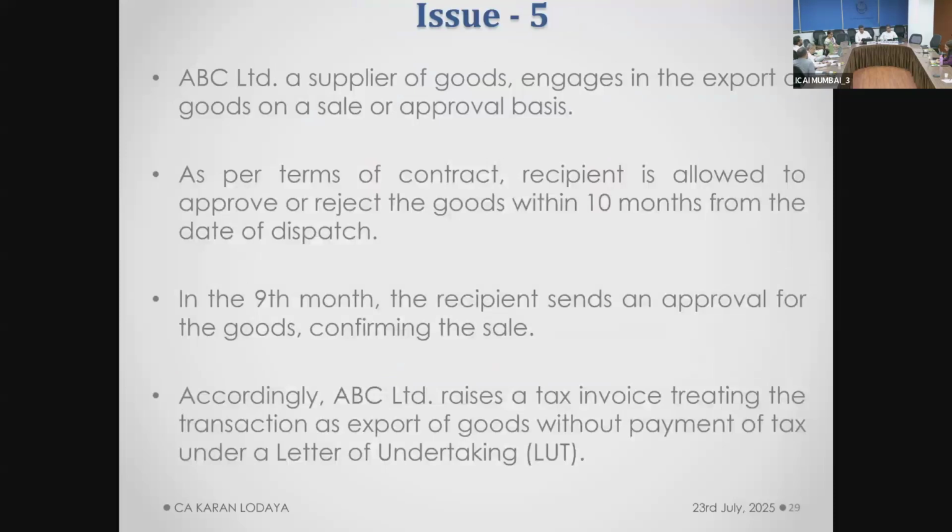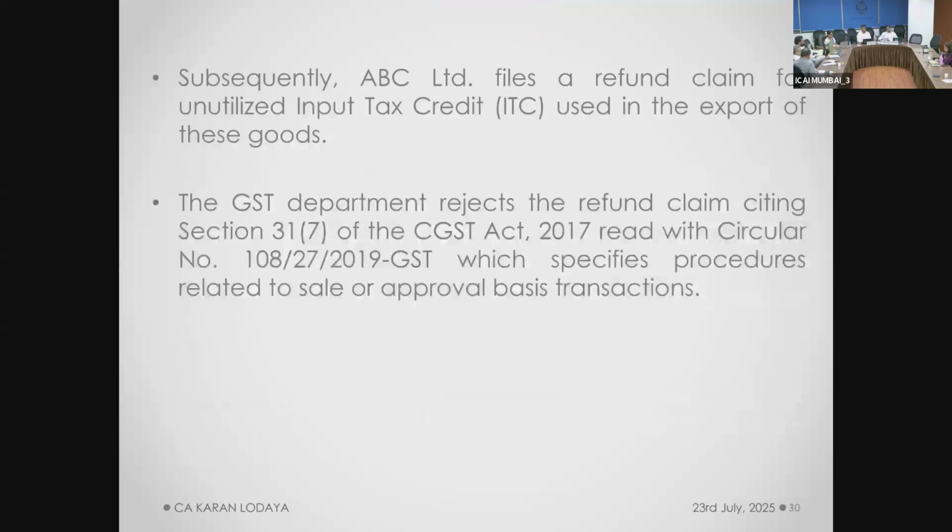Now question, issue number 5. Here I have sent the goods on approval basis to my foreign customer, and as per the terms of agreement, he can tell me whether he wants the goods or not after 10 months. So he gives me a confirmation in the 9th month: yes, I have accepted these goods. So the issue is, when is my export? Whether in the first month when I sent the goods on approval basis, or in the 9th month, or some other date. Everyone got the issue? Yes.